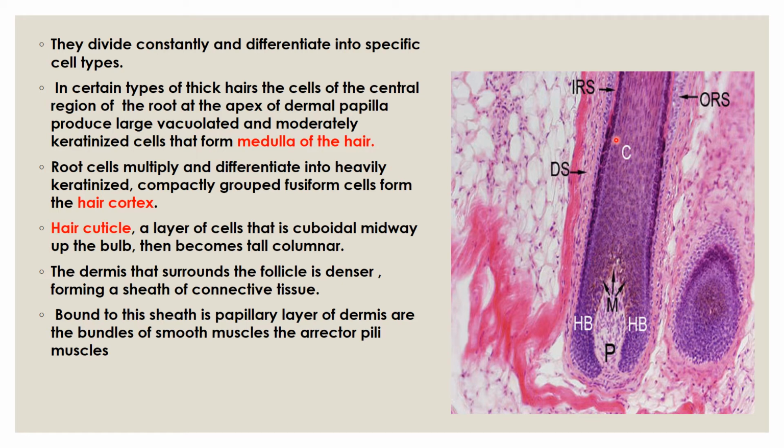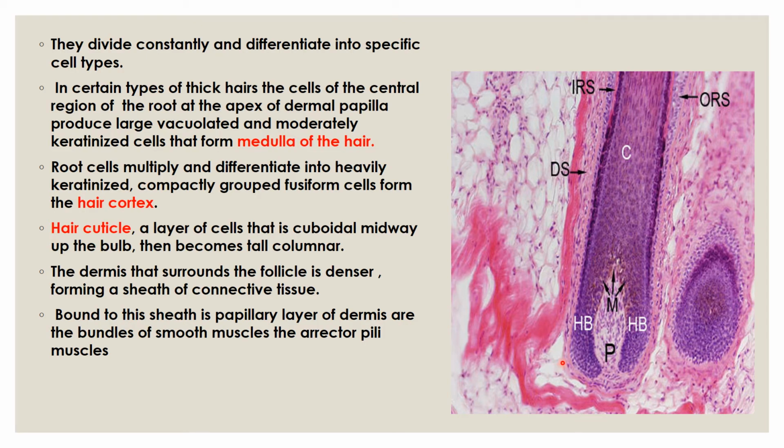Then outside the cortex is a thin transparent layer which you can identify here, the flattened cells of the cuticle. This layer of cells is cuboidal and midway up the bulb becomes tall columnar. The dermis which is surrounding this follicle is dense, and it forms a connective tissue sheath. This is all of the dermis forming the connective tissue sheath around this hair shaft, the hair follicle and the hair bulb.